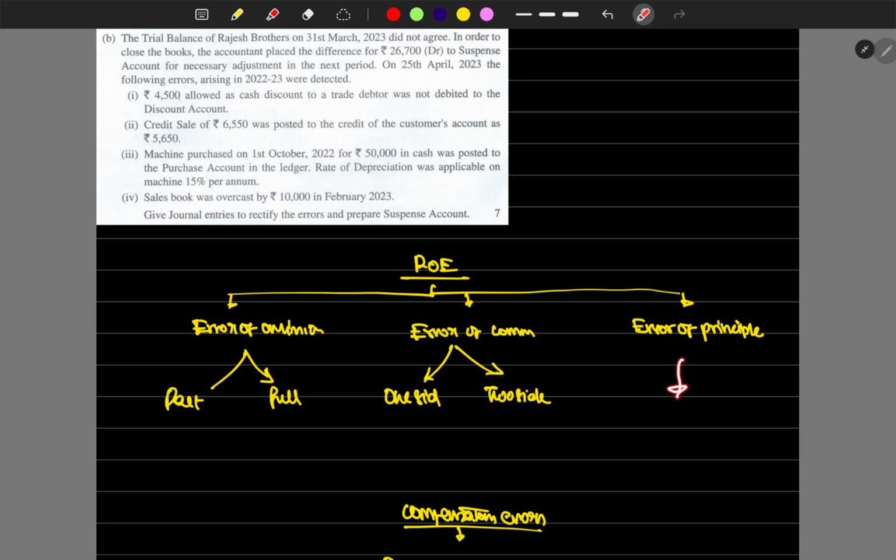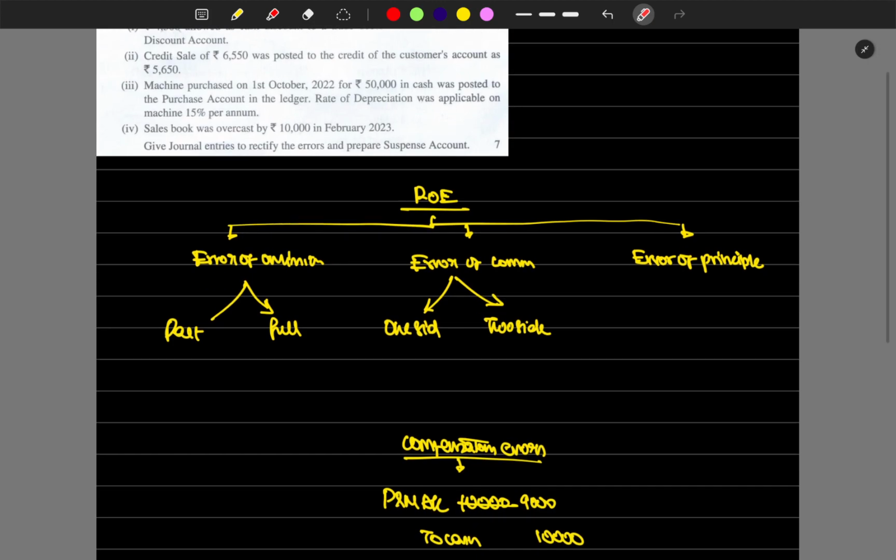Here the TB will balance, because we are not omitting or committing any mistakes in the process, but we are just wrongly posting the head only. The head only changes, but the amount is the same. Okay, 100, the values are similar. Only the terminology differs, so it will actually match. Okay, error of principle, I hope you guys have understood.